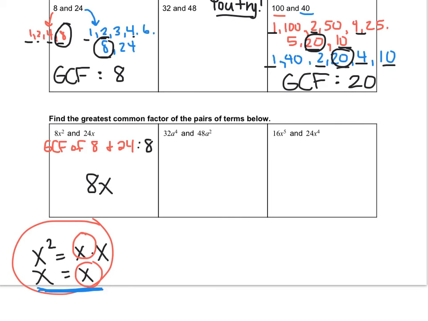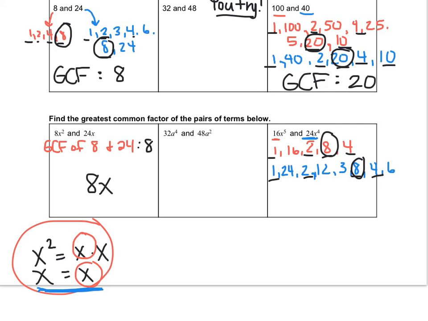Okay, I'm going to do the last one. So first I need to find the GCF of 16 and 24. So the factors of 16 are 1, 16, 2, and 8, and then 4. And the factors of 24 we already had before, but they're 1, 24, 2 and 12, 3 and 8, 4 and 6. So the ones they have in common, they both have 1, they both have 2, they both have 8, they both have 4. But the biggest one is 8 again.